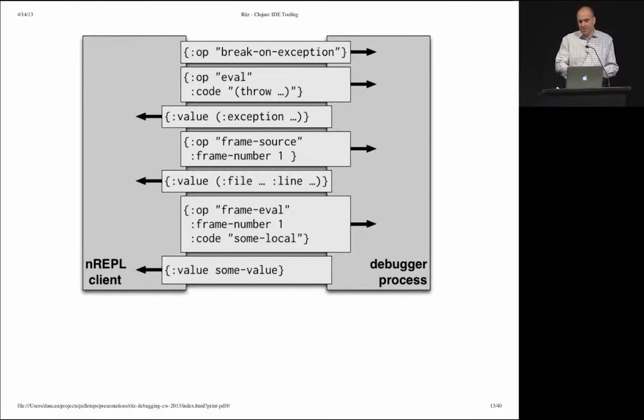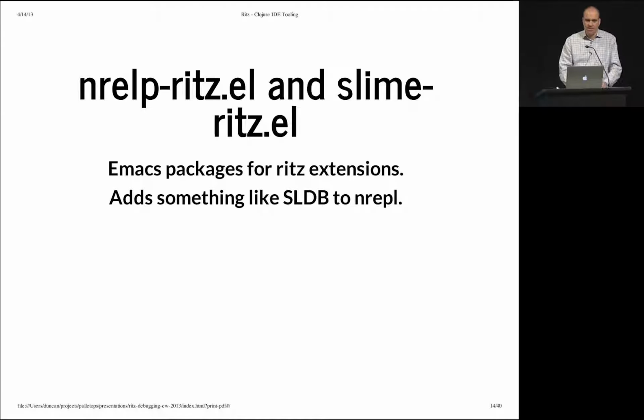Again, there's another example of frame evaluation. We can evaluate an expression within the context of a particular frame, and that happens by messages as well. And finally, the final component is nREPL Ritz and Slime Ritz, which are the Emacs packages that provide extensions to the base Slime functionality and the base nREPL functionality. For nREPL, this provides a version of the Slime debugger.